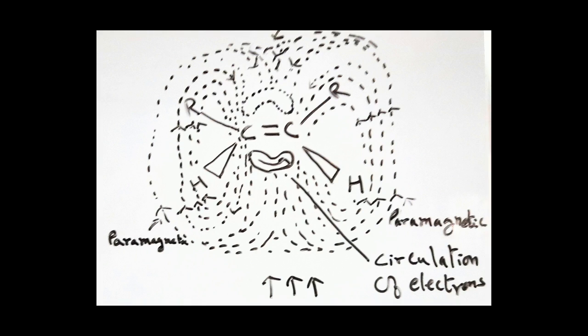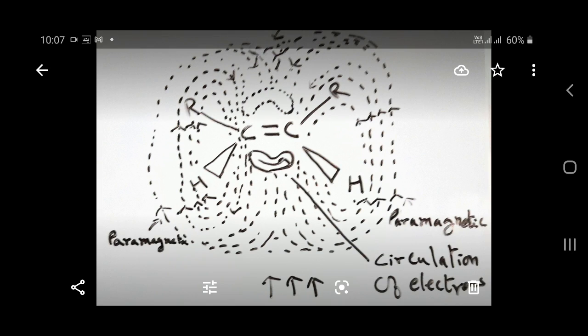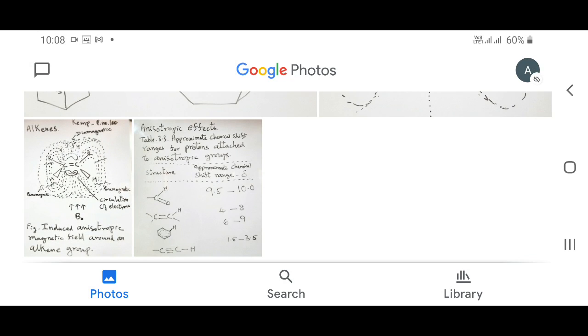We saw how the anisotropic effect operates in the last class itself. The protons of ethylene are highly deshielded. The protons of ethylene, or any carbon-carbon double bond, lie in a region where the secondary magnetic field produced by the circulation of pi electrons is aligning with the applied magnetic field. So the protons experience a higher magnetic field, and the chemical shift values are higher.